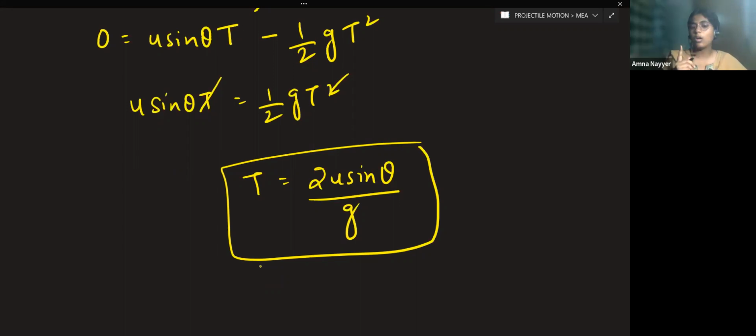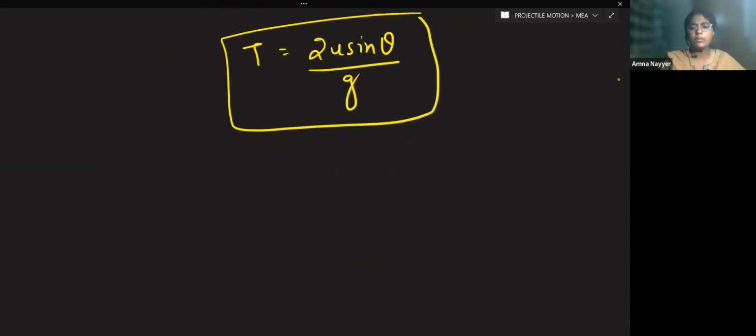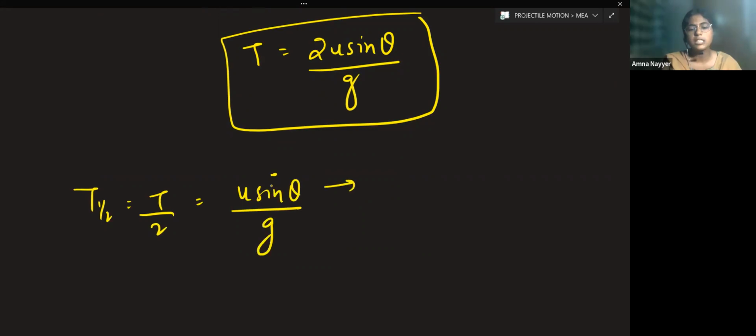Fine. And always remember, time of ascent is equal to time of descent. Ascent means here the particle is ascending, then here the particle is descending. So if you want to find the time period for half of the journey, or the time period for ascent or descent, just divide it by 2. T half will be T by 2, which is u sine theta divided by g. This can be time of ascent or time of descent.